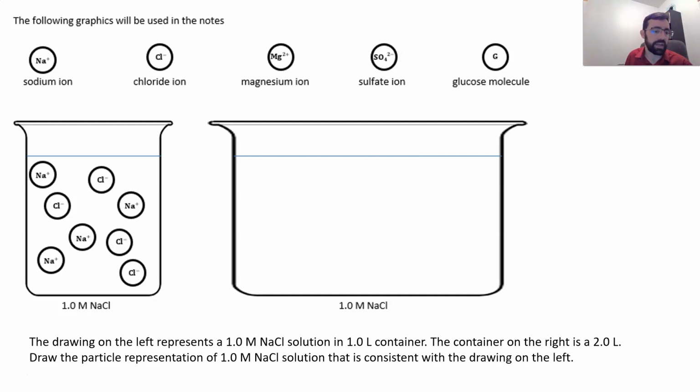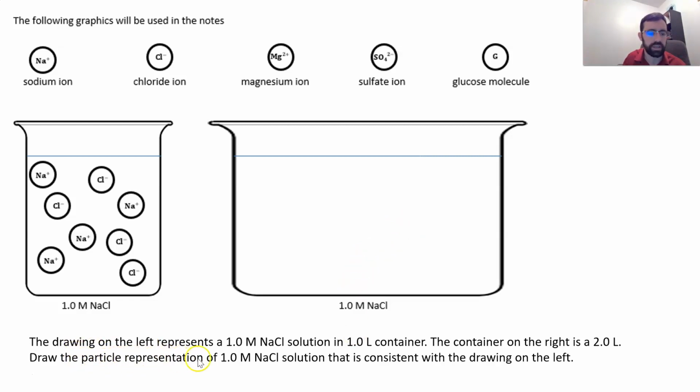So let's get started. If I have a 1.0 molar sodium chloride solution represented by this drawing, and obviously it's just an exaggerated representation, molecules would be much smaller than this, and ions would be much, much smaller than this. The drawing on the left represents a 1.0 molar sodium chloride solution in a 1 liter container. The container on the right is a 2.0 liter container.